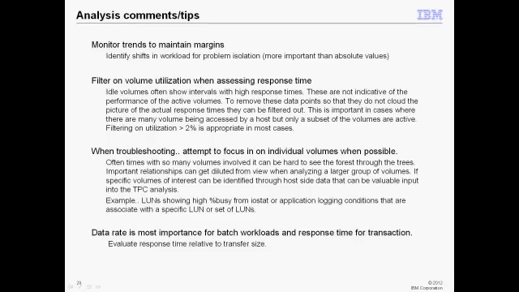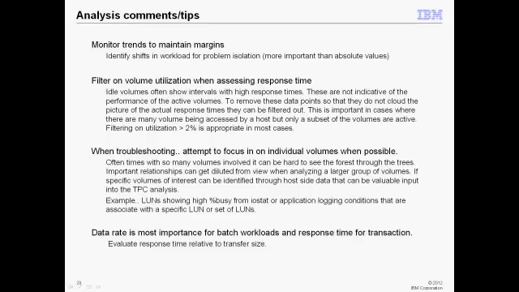When troubleshooting, attempt to focus in on individual volumes when possible. Oftentimes, with so many volumes involved, it can be hard to see the forest for the trees. Important relationships can get diluted from view when analyzing a large number of volumes. If specific volumes of interest can be identified through the host side data, that can be valuable input into the TPC analysis. For example, LUNs showing high % busy from iostat or application logging conditions that are associated with a specific LUN or set of LUNs.